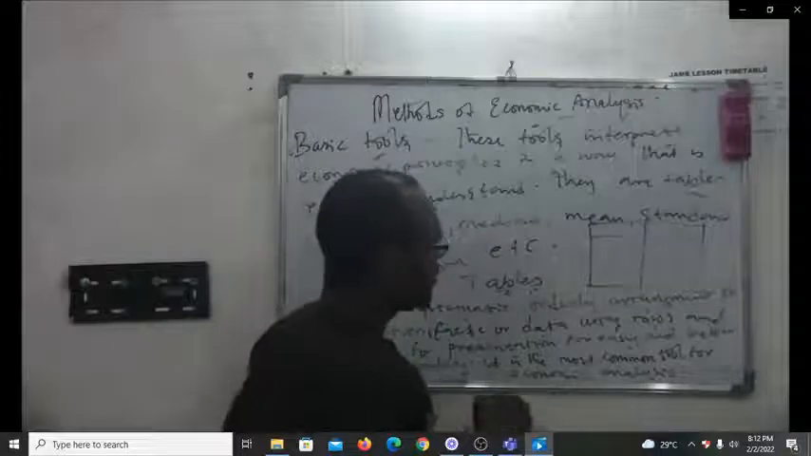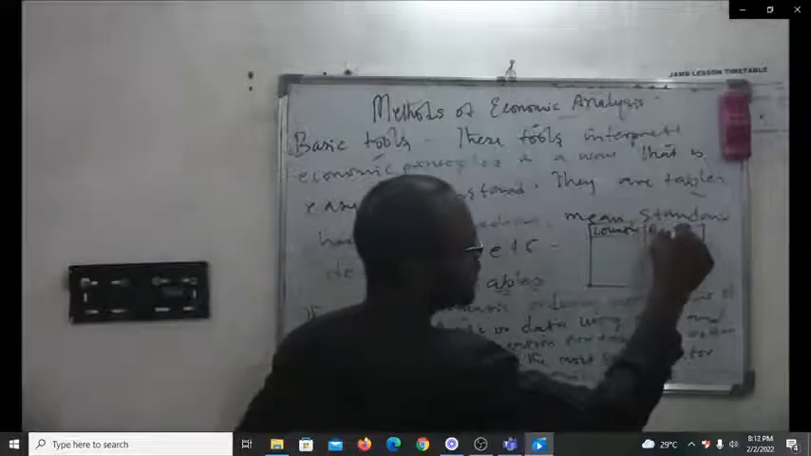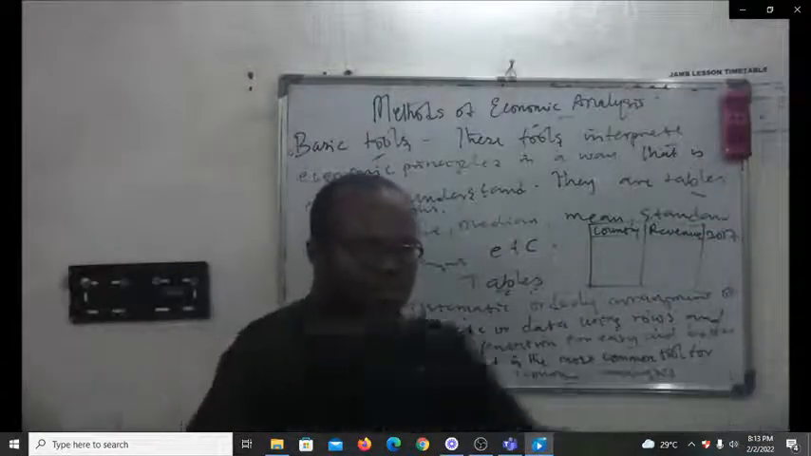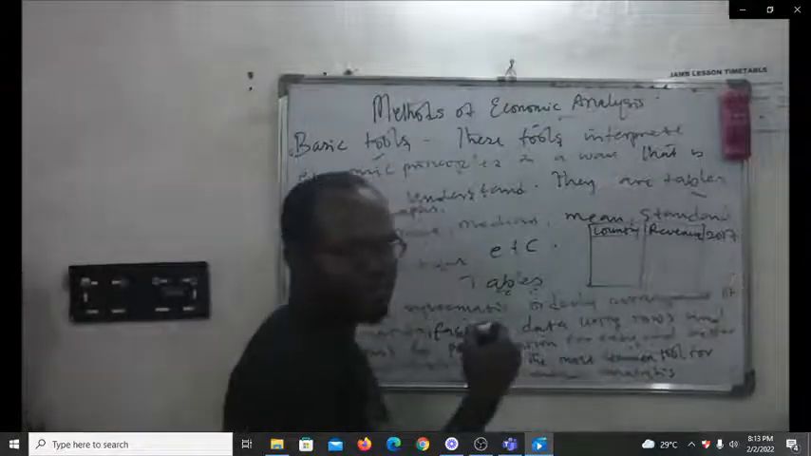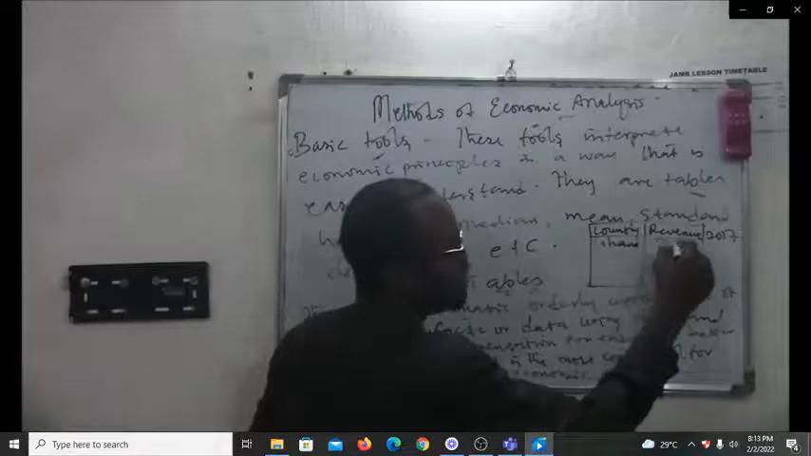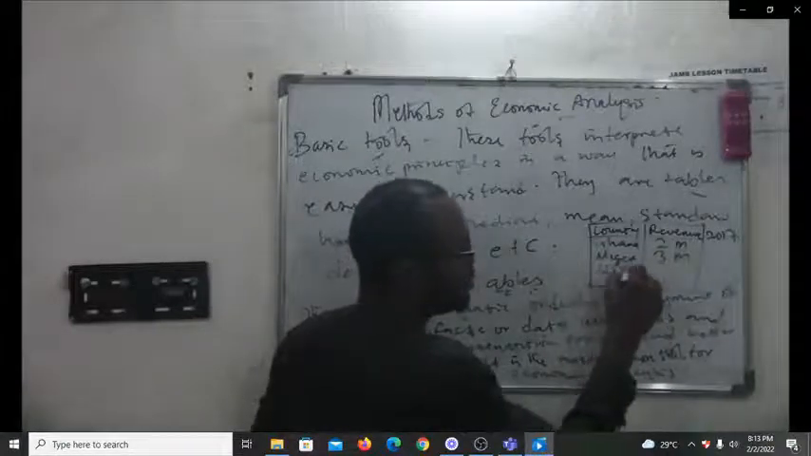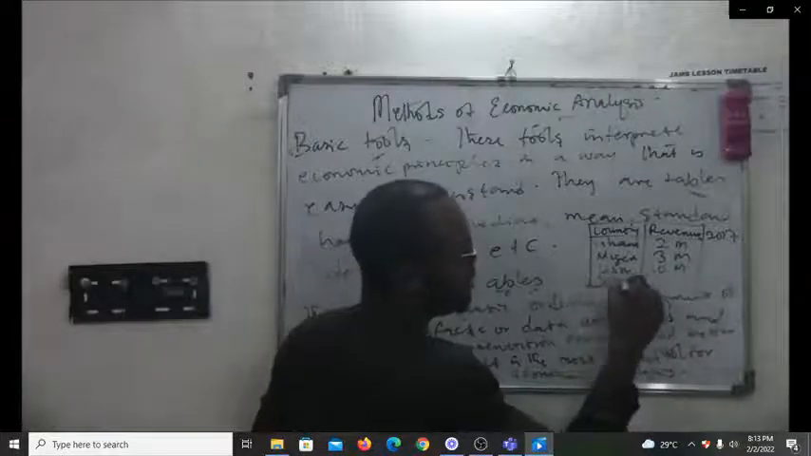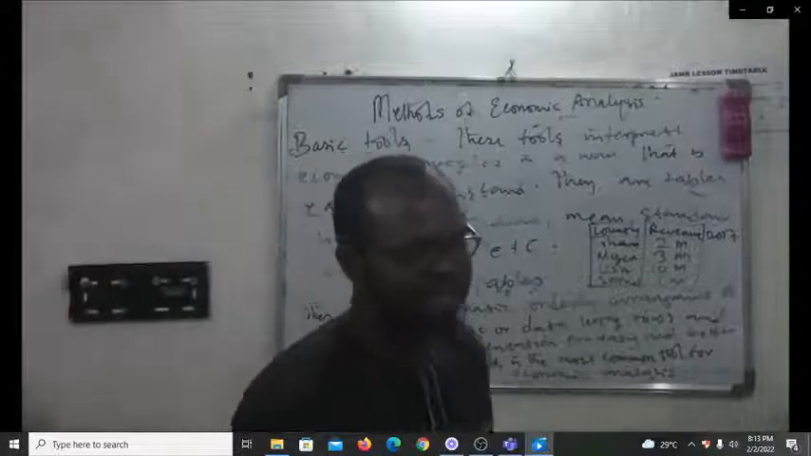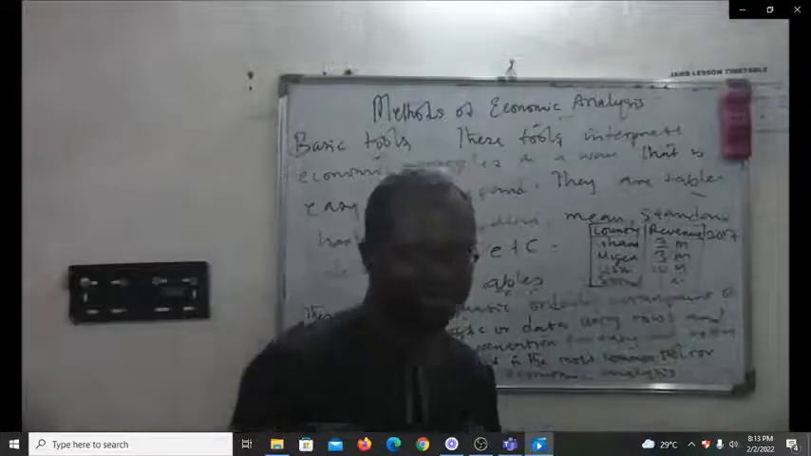You can say country, then you say revenue for 2017. Is that clear? So example of country, you say Ghana, 2 million. Nigeria, 3 million. USA, 10 million. Somalia, 1 million. Which country is making the highest revenue? USA. Which country is making the poorest revenue? Somalia. Somalia is making only 1 million, Ghana is making 2.